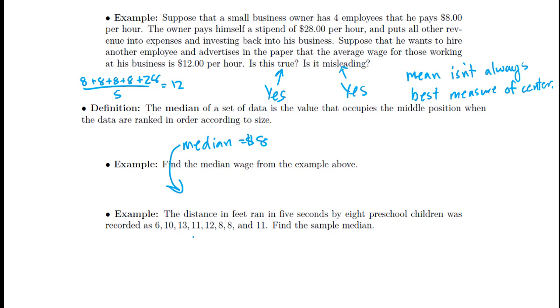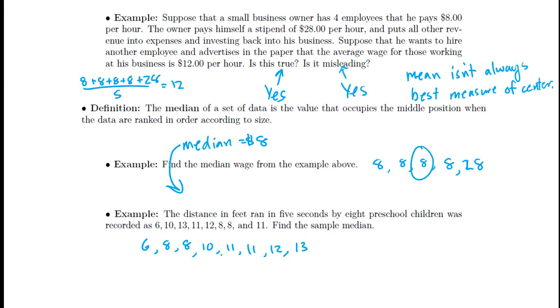Whenever you're finding the median, the first thing to do is always put the data in order, right? So reorder it. 6 goes first, then the 8s. Then I have 10, then 11, 11, 12, 13. Okay, now when we found that the median was $8 for the small business example, that was because if I listed those out in order, it was very clear that the middle of the data was that one.